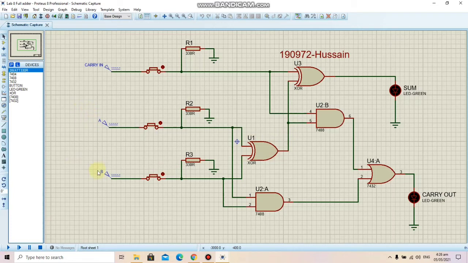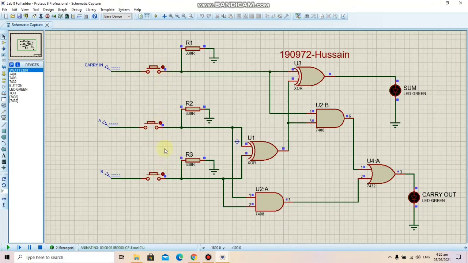There are 3 inputs A, B and carry in, the 2 outputs sum and carry out, and then 2 XOR gates, 2 AND gates and 1 OR gate, push buttons to toggle between the inputs, and resistors to prevent the charge accumulation on the gate pins. So now let's run this and see our outputs.